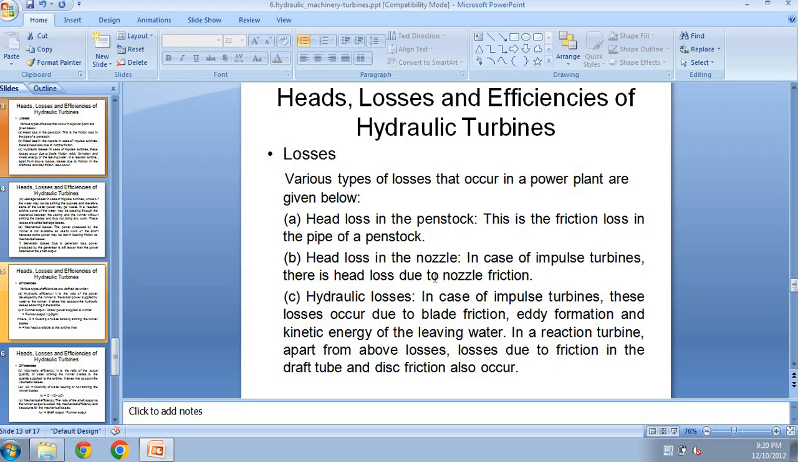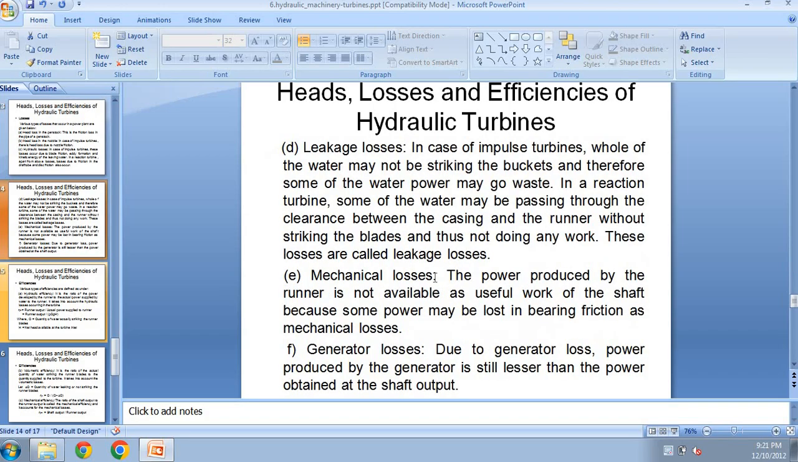So these losses we observe at the entry of the water to the runner through the penstock, again the nozzle, again losses in the units available in those turbines, maybe the draft tube, or blade friction, or eddy formation, or kinetic energy leaving with the water. Again here we consider leakage losses, so some losses through leakage we can observe.